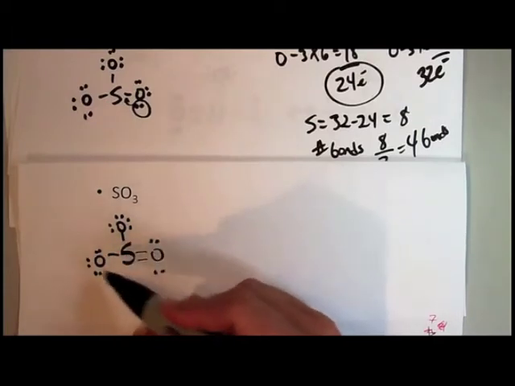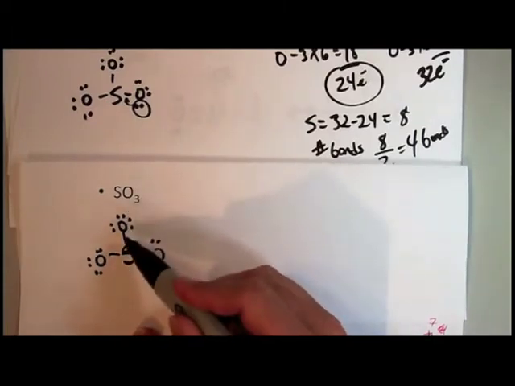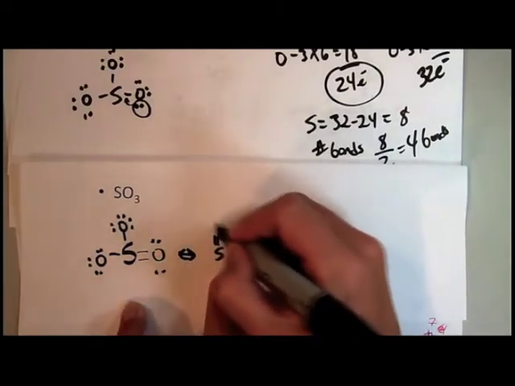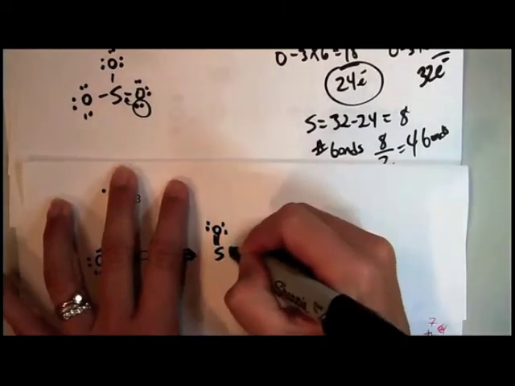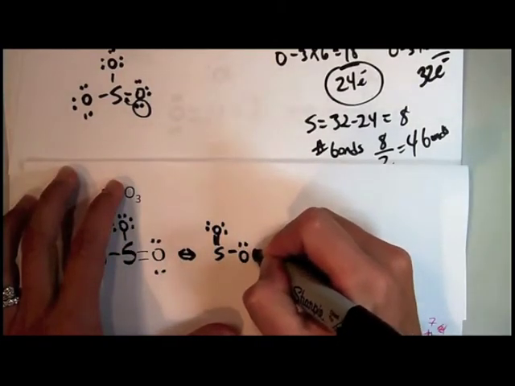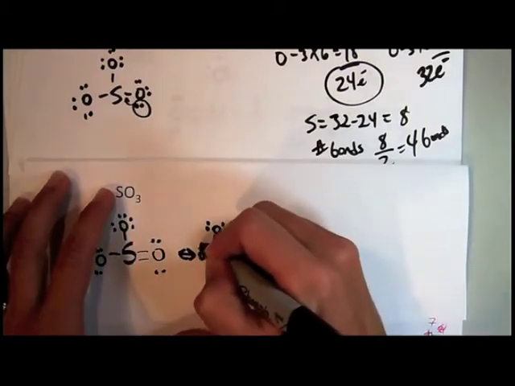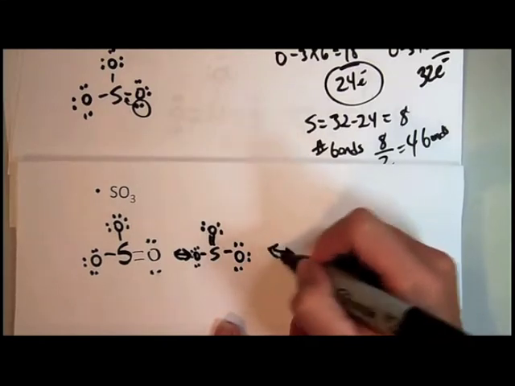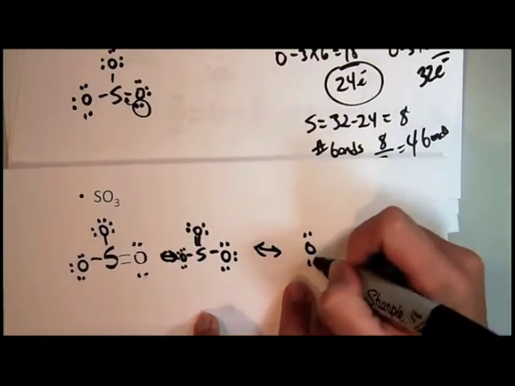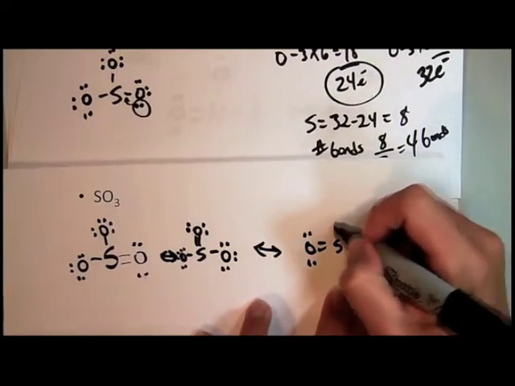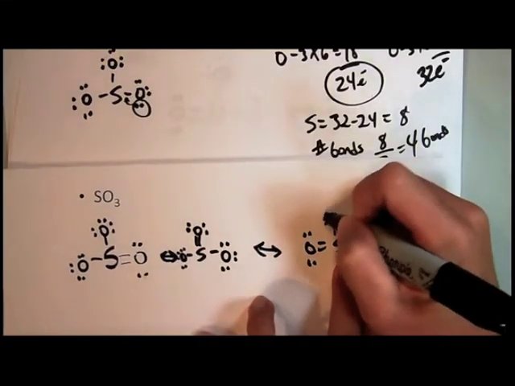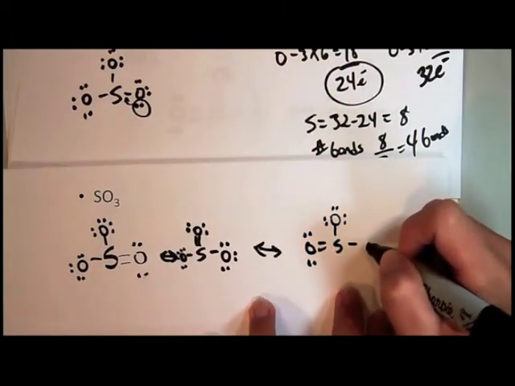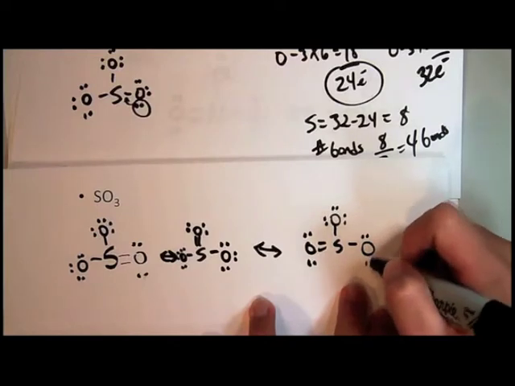I've satisfied the octet. There's 8 around all the oxygens, and now with the double bond, there's 8 around the sulfur. But why didn't I pick the pair of electrons here? Well, I could have. I could have done it this way, or I could have done it from the other side. So my double bond could have appeared in one of 3 places. As in the previous example, where we have an either-or situation, this is called a resonance structure.